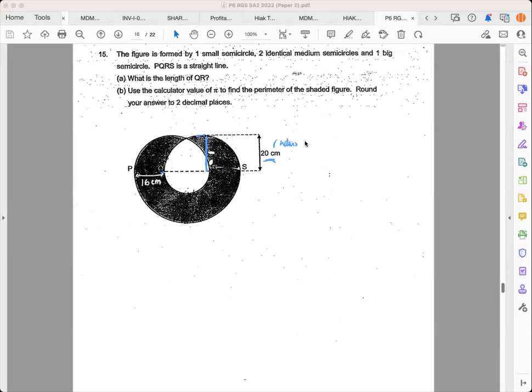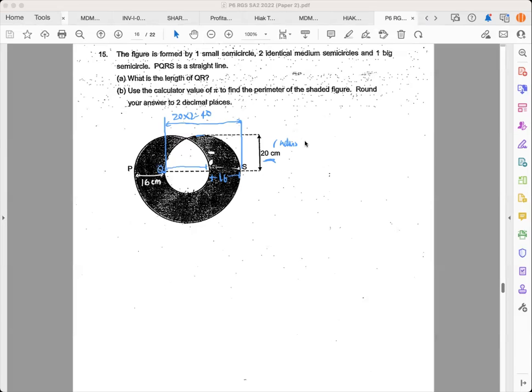If this is the radius of the medium semicircle, this would be the diameter, which is 20 times 2. Okay, let me clear out this one. This is not the center. This is the radius. 20 is the radius. So if this is 16, this will also be 16. This is 16 as well. So I can find what this length is.